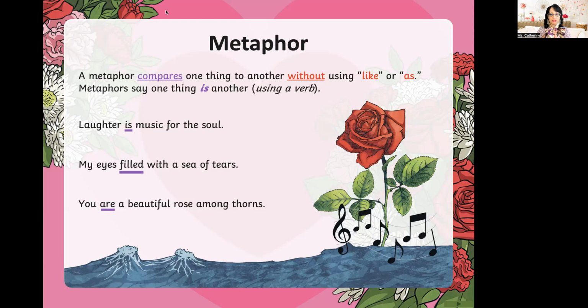So we know two things right now. Simile compares one thing to another using like or as, and a metaphor doesn't use like or as. It uses the verb.